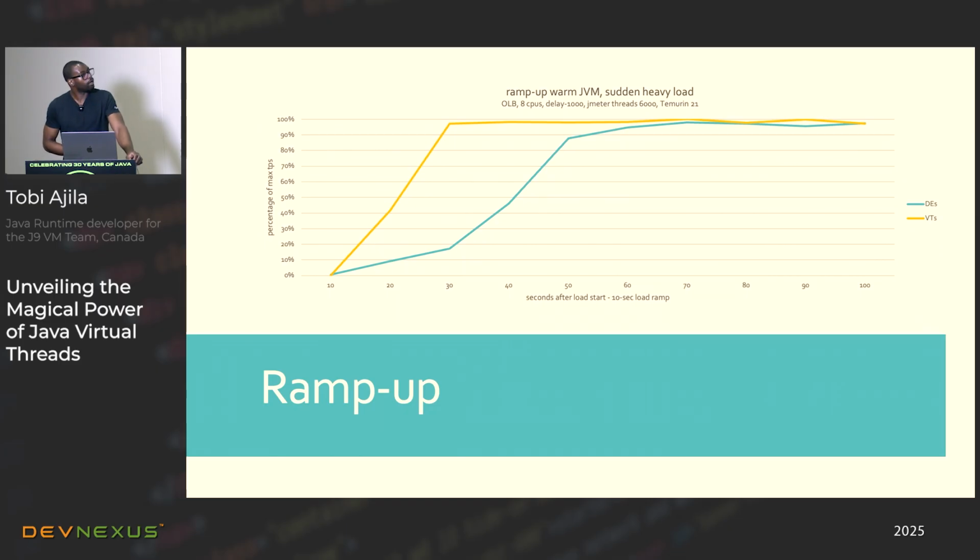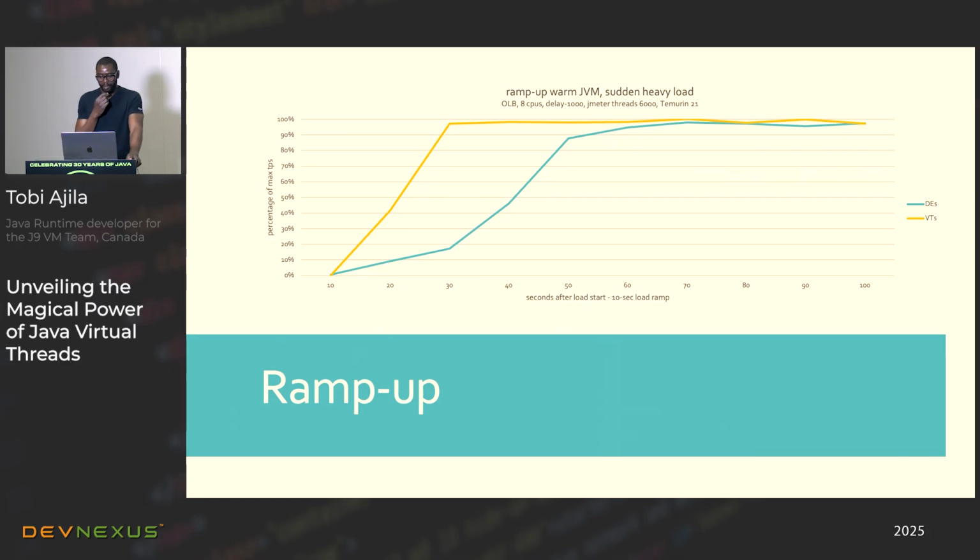So I'll show you another experiment here. Here are ramp up experiments. Basically, the load is ramped up quickly in order to saturate all the CPUs. And we're looking for how quickly each of these configurations can respond to the load. The experiment is done over 100 seconds. It's going from 0 to 6,000 requests and continuously offering more work. As you can see here, again, we're doing a percentage of max throughput. And virtual threads responds very well here. It ramps up very quickly.